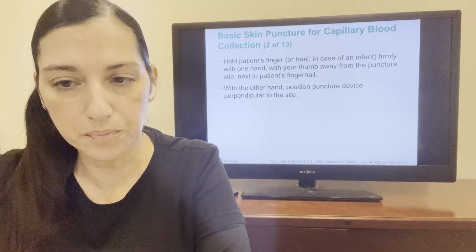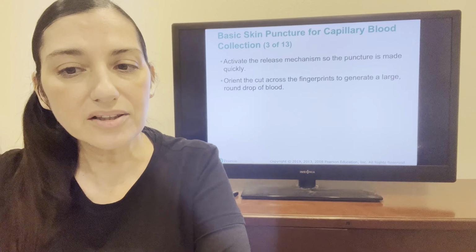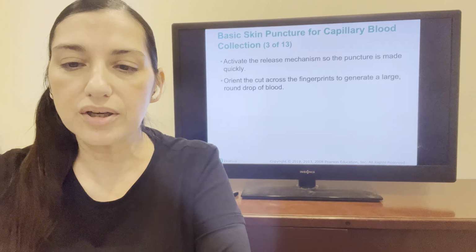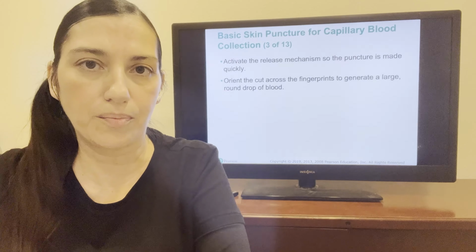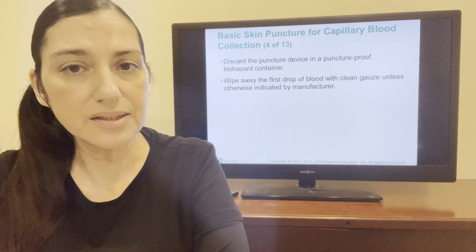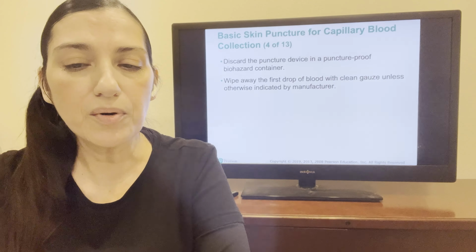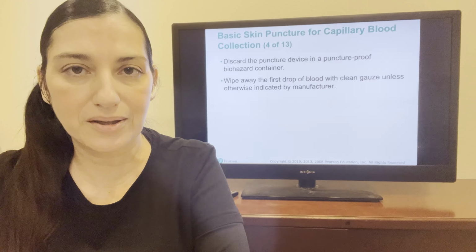With the other hand, position the puncture device perpendicular to the site. Activate the release mechanism so the puncture is made quickly. Orient the cut across the fingerprints to generate a large, round drop of blood. Discard the puncture device in a puncture-proof biohazard container. Wipe away the first drop of blood with clean gauze unless otherwise indicated by the manufacturer.